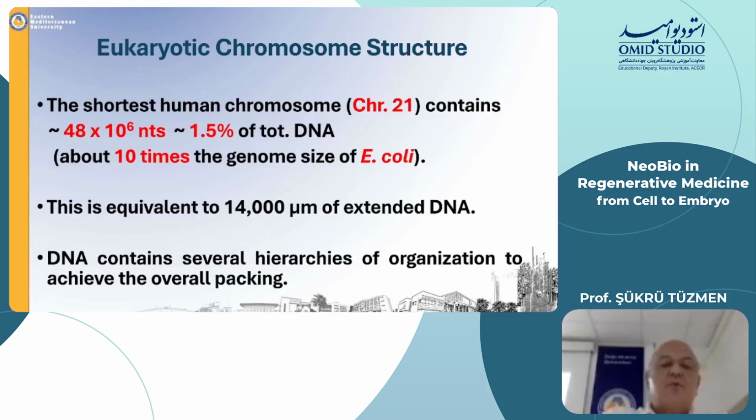This is equivalent to 1.5% of the whole total DNA in our genome, and it is also equivalent to 10 times as much as the E. coli bacterial chromosome. So these figures, these numbers, are giving you the sense of how big or how small of an entity it is, and then you can appreciate how these 46 different chromosomes can fit into a small compartment of the nucleus.